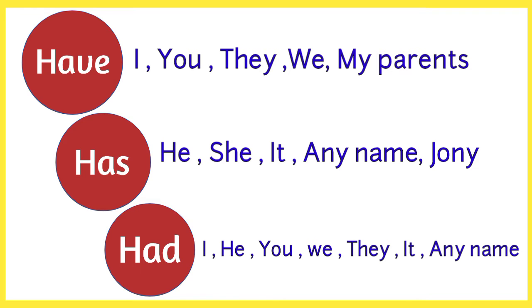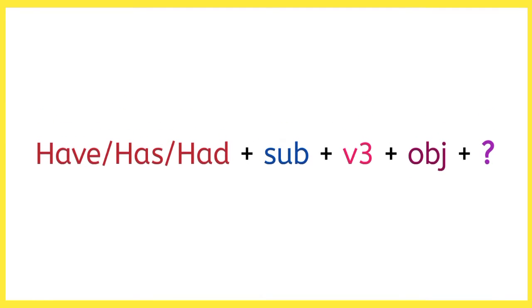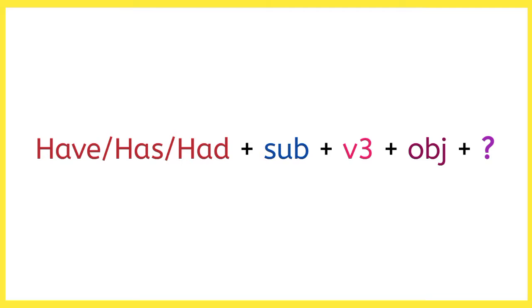At first, look at the structure. Have, has and had plus subject plus third form of verb plus object plus interrogative sign. Okay, now let's see first example of have.